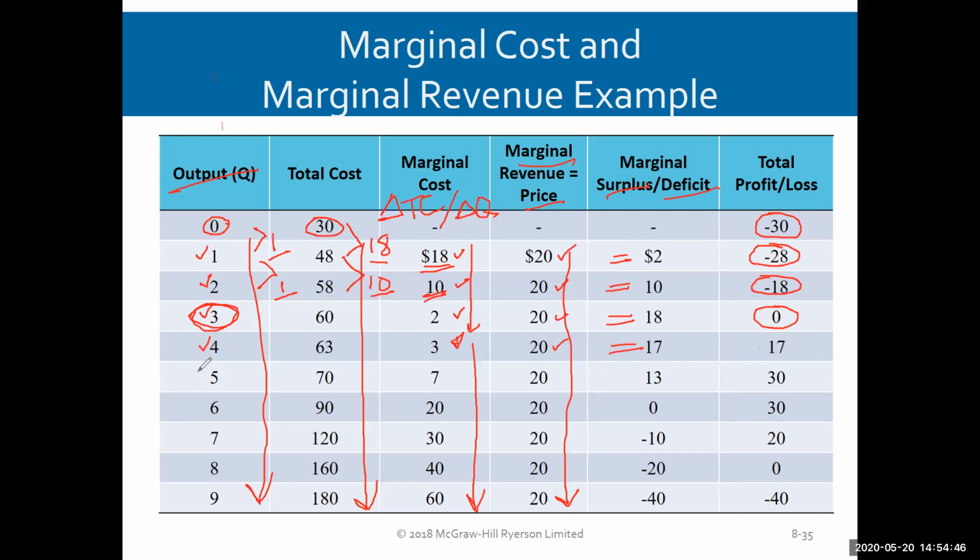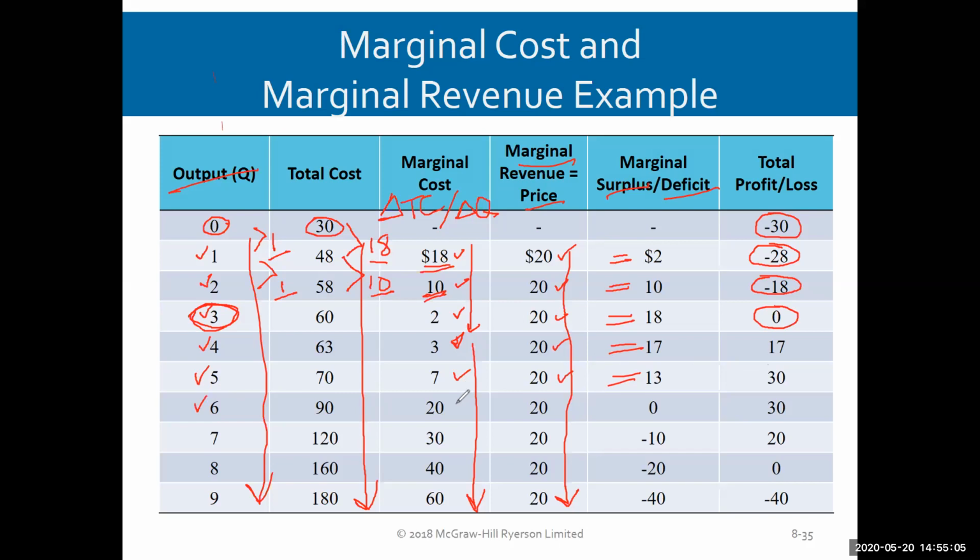This looks good. What about the fifth unit? Well, its marginal cost is 7. Its marginal revenue is 20. So we're making 13 on that one. 13 added to the previous 17 is now 30. This is looking really good. Let's check the sixth one.